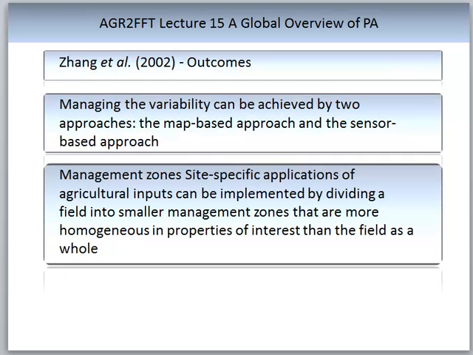Zhang et al. also concluded in their review that managing the variability can be achieved by 2 approaches. There is the map-based approach and the sensor-based approach. They set out arguments, advantages and disadvantages for both of these technologies. Management zones based on site-specific applications of agricultural inputs can be implemented by dividing a field into smaller management zones that are more homogeneous in properties of interest than the field as a whole.